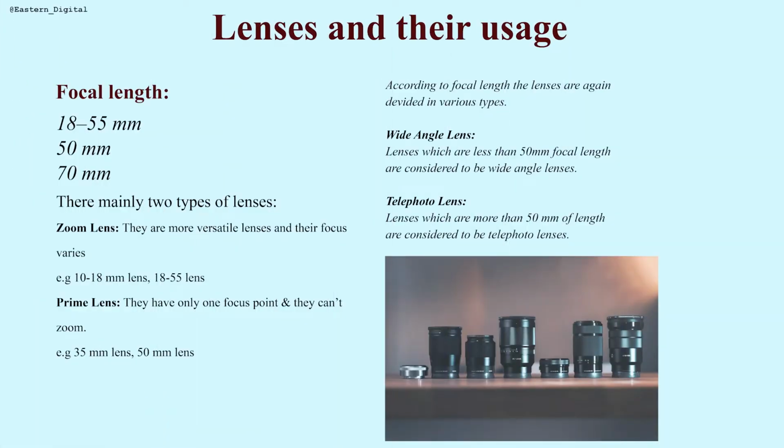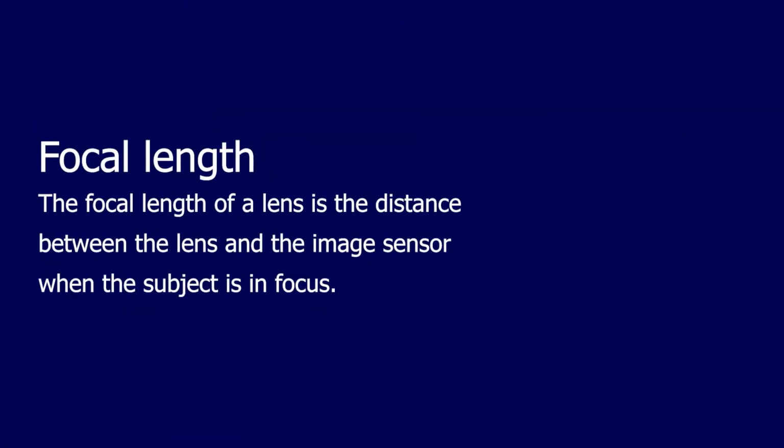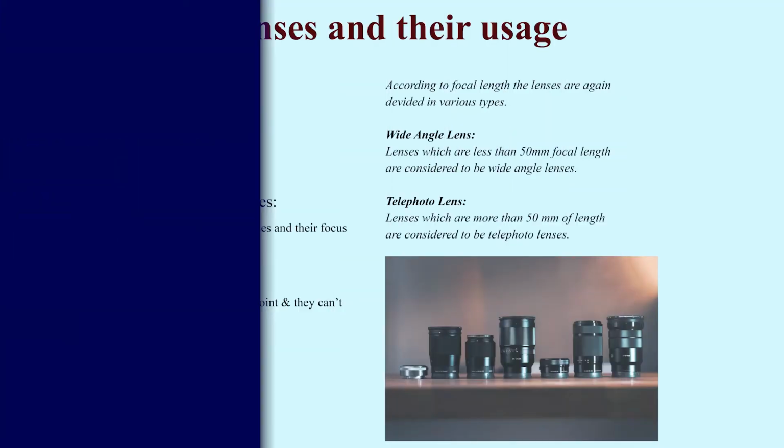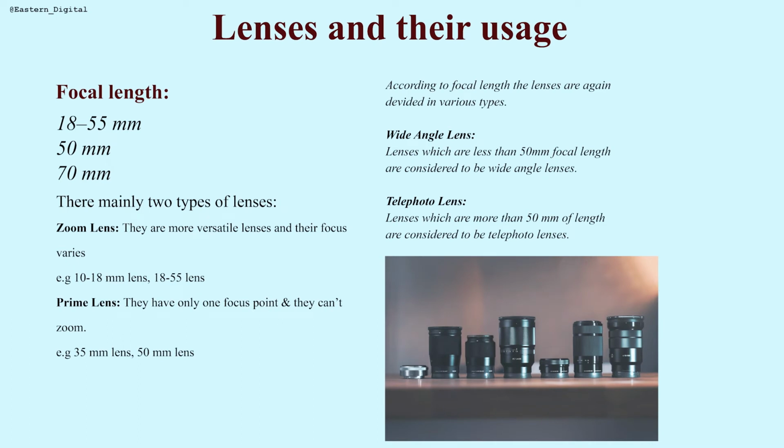Hi everyone, in this video we will learn about lenses and their uses. But before that, I want to tell you more about focal length. The focal length of the lens is the distance between the lens and the image sensor when the subject is in focus. There are several different types of lenses, but mainly they are divided into two main categories.